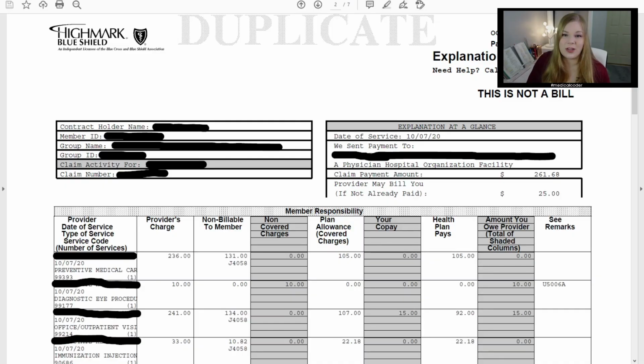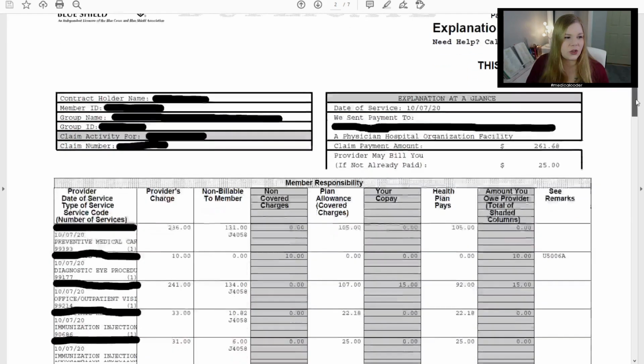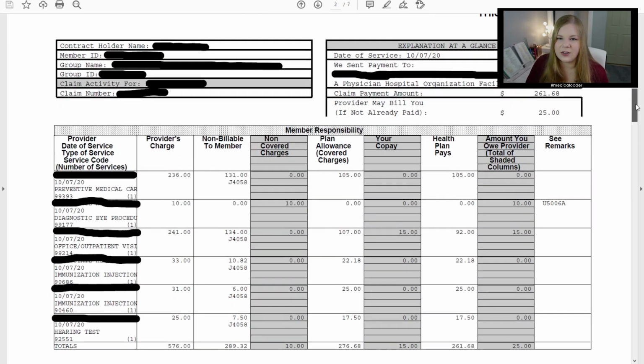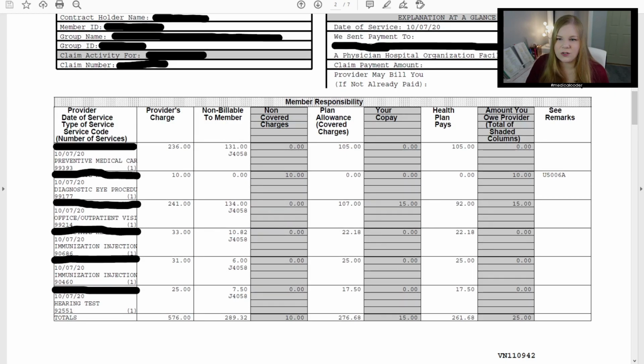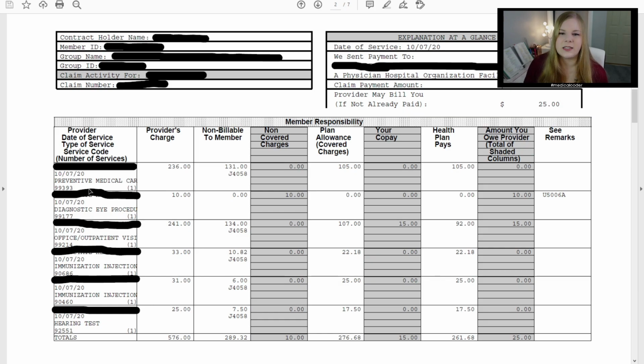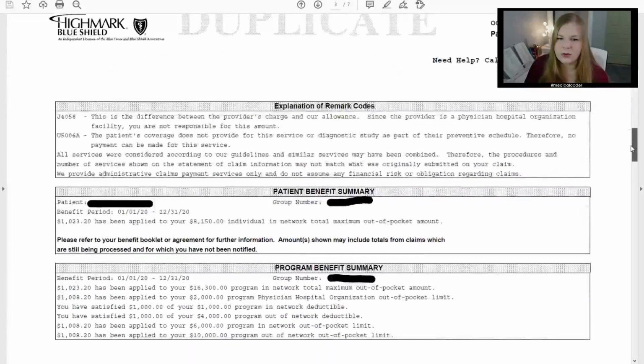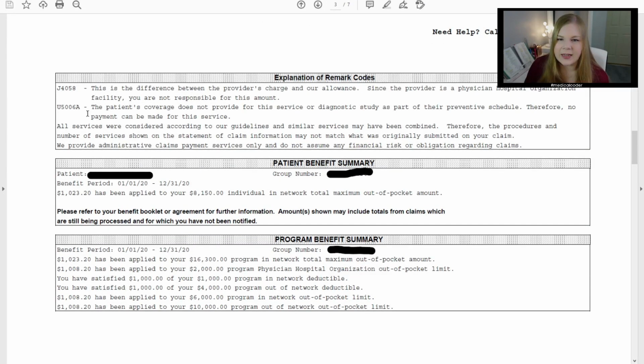So let's look at this one over here for Highmark. This patient, I blocked out a lot of their information, but you can see here's all those different charges that they had, and the insurance is giving you information about the copays and what was responsible. And then where is this testing that they said they did not cover? Oh, here it is. It says diagnostic eye procedure, $10. There was non-covered, and then it gives you this code here, and it says see remarks. And that see remarks says see remark U5006A. So if we scroll all the way down, it will tell us information here, and here is our remark. It says the patient's coverage does not provide for this service or diagnostic study as part of their preventative schedule.